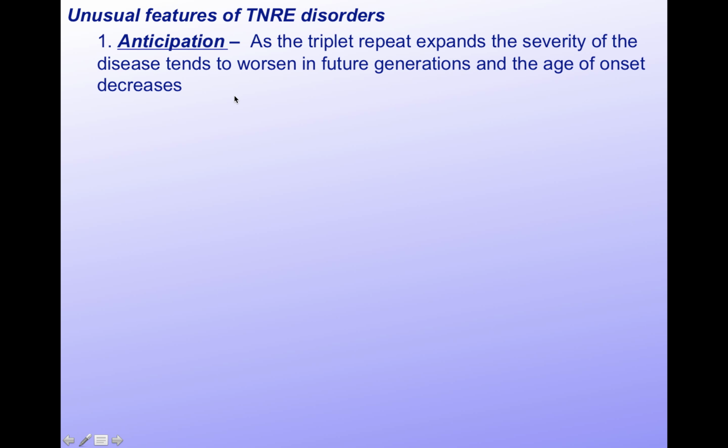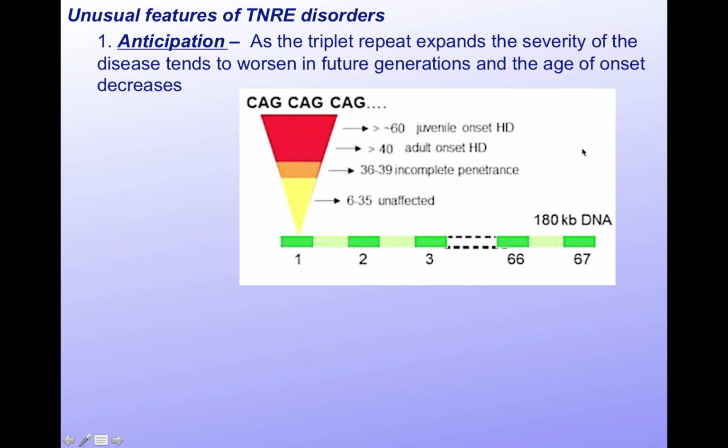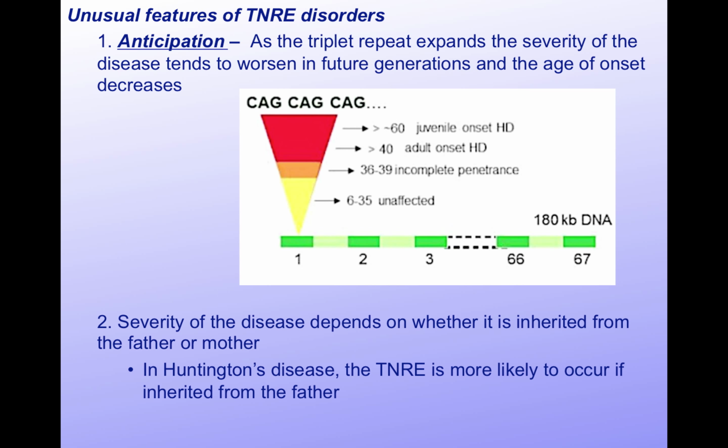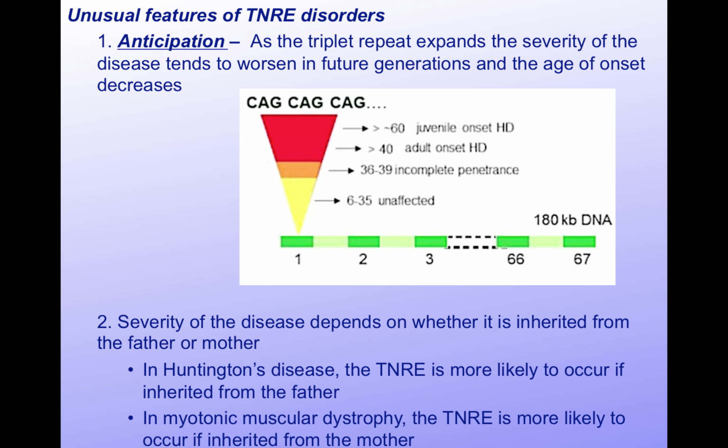This is a similar graphic to what we just saw. If you have greater than 60 repeats, you're going to end up with a juvenile onset. Also, the severity of the disease depends on whether it's inherited from mom or dad. In Huntington's, the TNRE expansion is more likely to occur if it's inherited from dad, and for myotonic dystrophy, from mom.